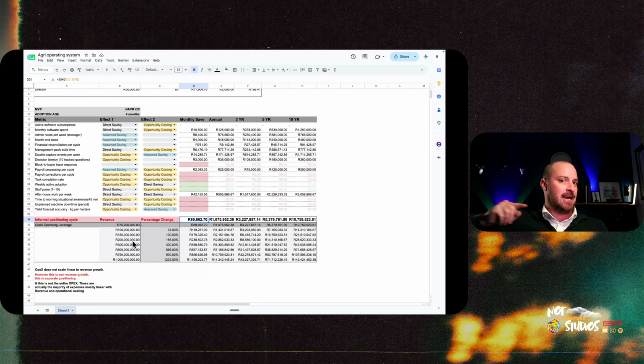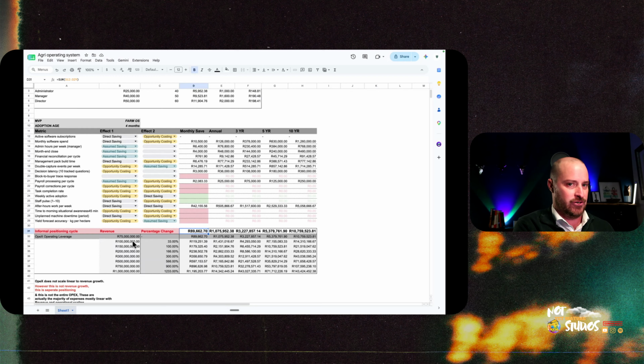Whereas I'm not taking OPEX in full. I'm taking certain parts of OPEX that have a measurable metric, and that is the staff costs, and it's on a 1-to-1 ratio. So I do want to say that this is not the entire OPEX. These are actually the majority of expenses, mostly linear with revenue and operational scaling, right?